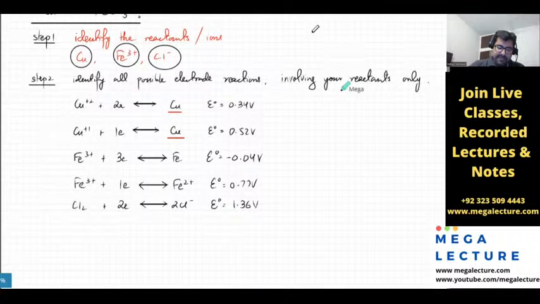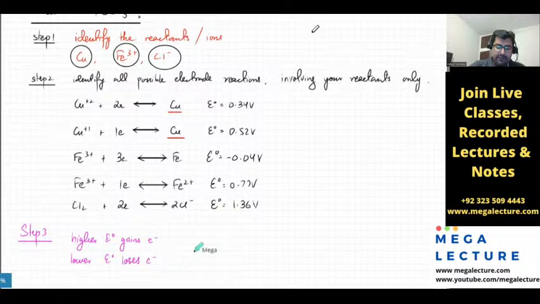I said step 3, that's the final step. That's where you figure out, what's the rule? Higher potential gains electrons, lower potential loses electrons. So you're going to figure out who's the highest potential. So higher E naught gains electrons, and the lower E naught gets oxidized, loses electrons.